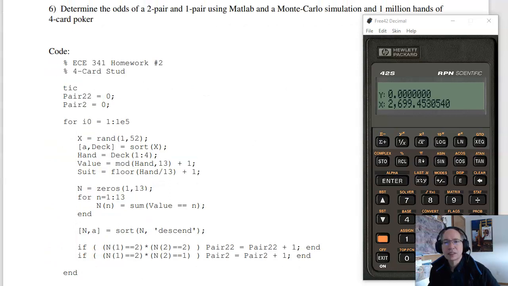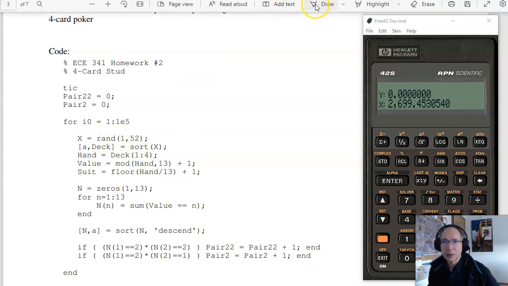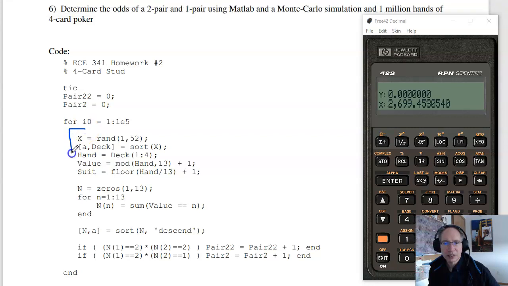Problem 6 is to repeat this using Monte Carlo simulation. In this case, I'm going to shuffle the deck, and that's what this part of the code does right here. I take a deck of cards, shuffle it, and then sort it. When I'm done, the deck is my shuffled value. It's the numbers 1 through 52 in a random order.